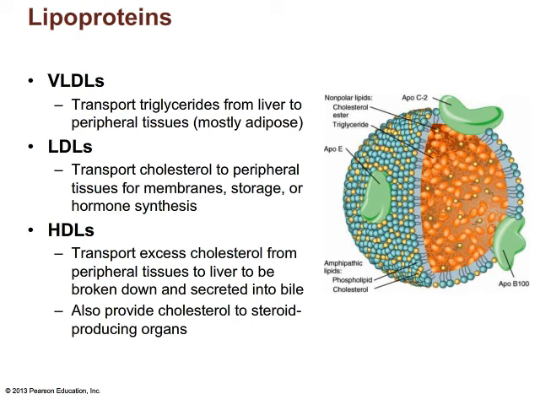And finally, HDLs, or high-density lipoproteins, do the reverse process of LDLs. That is, they help to transport excess cholesterol from the peripheral tissues to the liver where it will be broken down and secreted into the bile. We oftentimes call this the good cholesterol. Another function of HDLs is that they also help to provide cholesterol to steroid-producing organs. For example, they transport cholesterol to the ovaries and testes, which will secrete estrogen and testosterone.